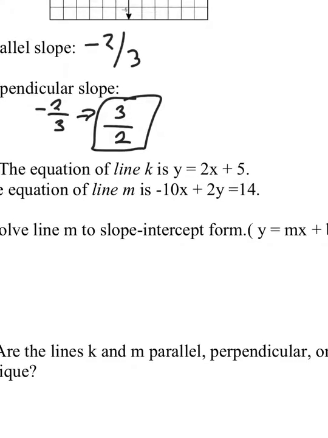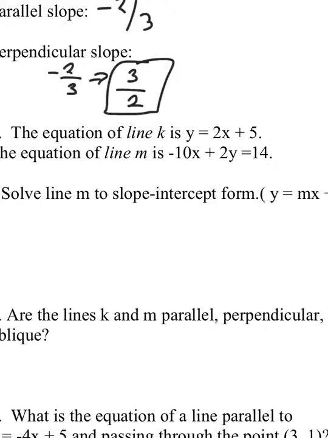Okay, for question 2, there's 2 parts. You have the equation of line K is 2x plus 5. The equation of line M is negative 10x plus 2y equals 14. First, solve line M to slope-intercept form. So we need to be able to turn this into mx plus b. We did some problems with that earlier, but it's a 2-step process. It's pretty simple. So we start with negative 10x plus 2y equals 14.